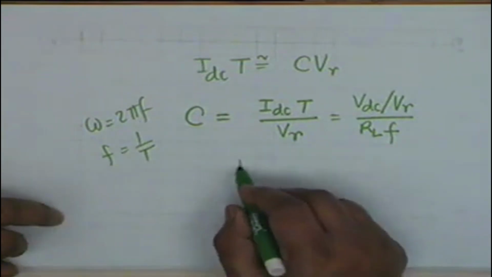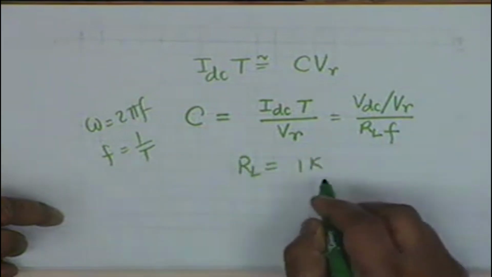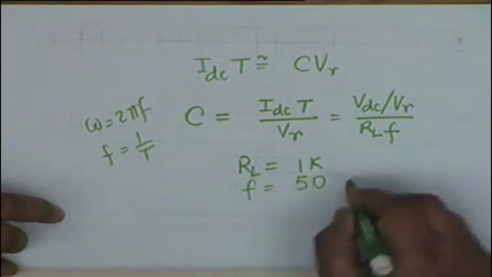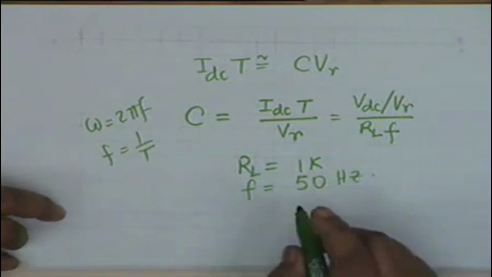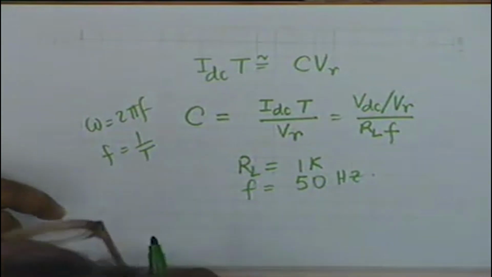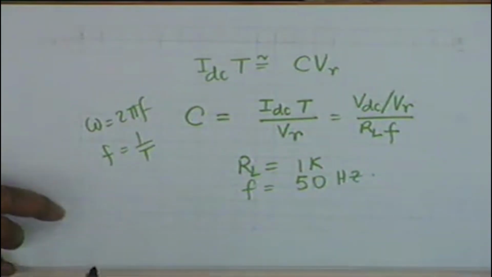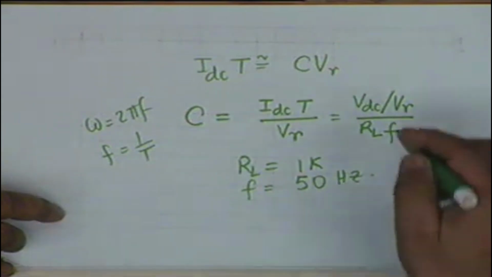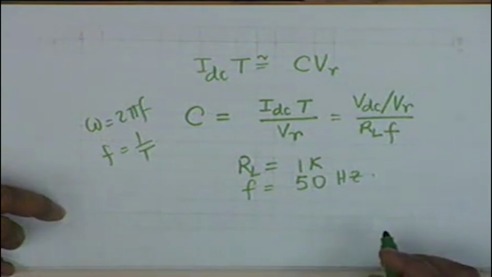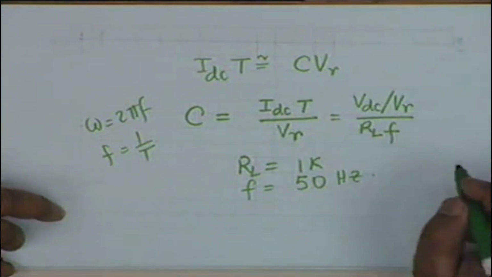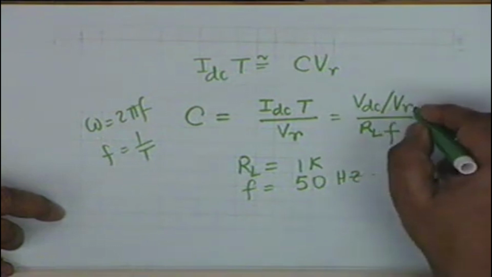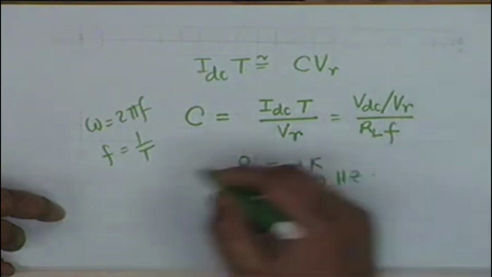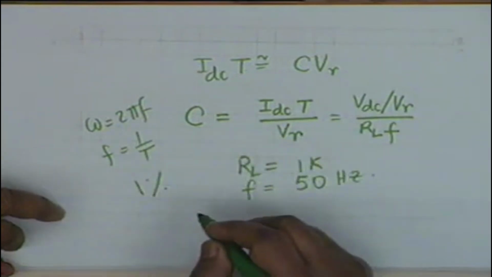Now suppose my RL is 1K. What is F? F is 50 hertz. And suppose I want a 1% ripple. What does 1% ripple mean? VR is 1% of VDC. Therefore, what would be VDC divided by VR? It is 100. VR by VDC is 0.01, if it is 1% ripple.